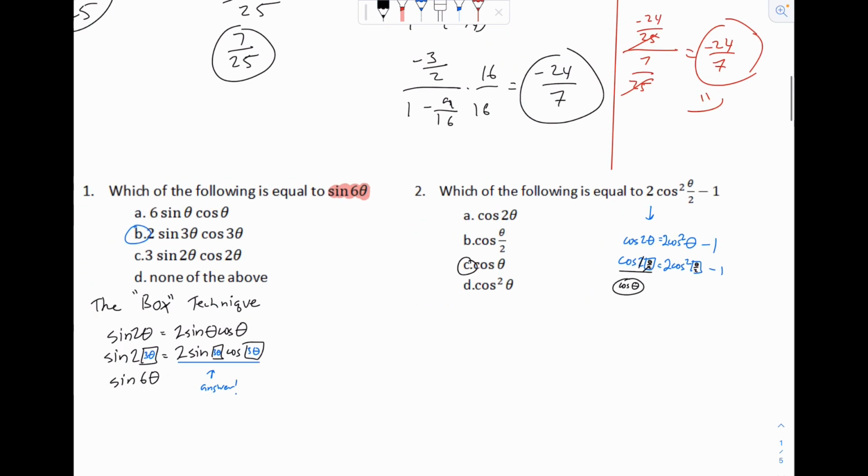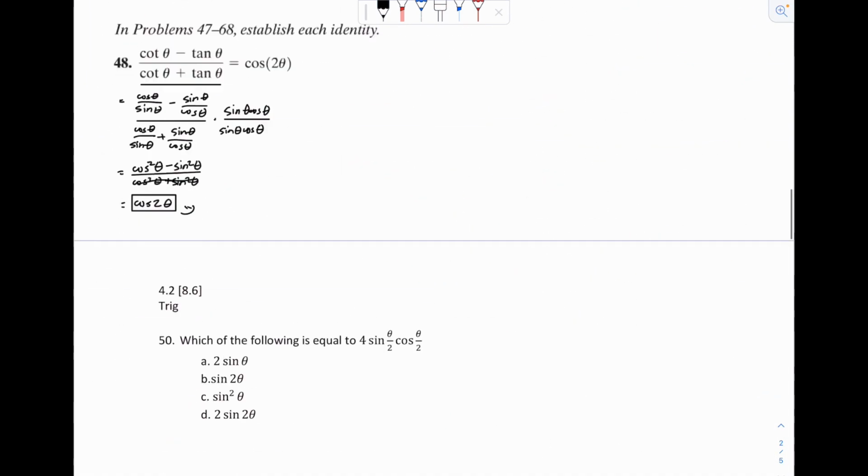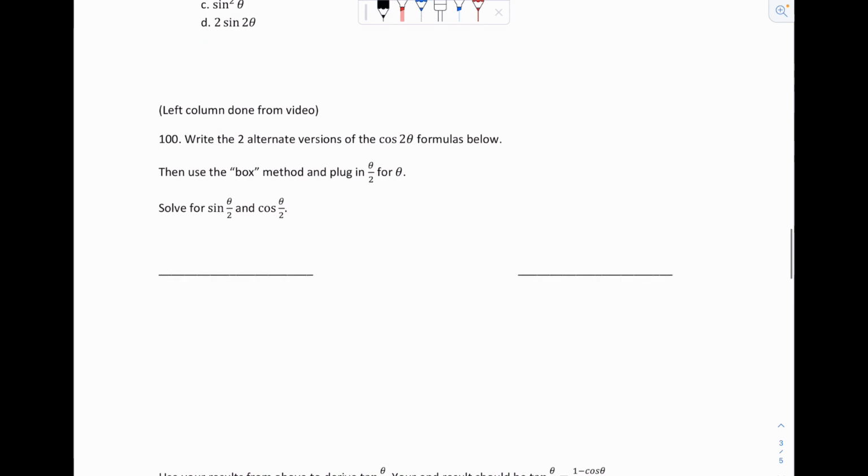Okay, and now the last part to do, you're actually going to go to number 100. We're going to do the left column together. It says, write the 2 alternate versions of the cosine 2 theta formula below. So on the left one, we're going to write cosine of 2 theta equal to 1 minus 2 sine squared theta. On this one, we're going to write cosine 2 theta equals 2 cosine squared theta minus 1. Use the box method, plug in theta over 2 for theta, and we're solving for these things.